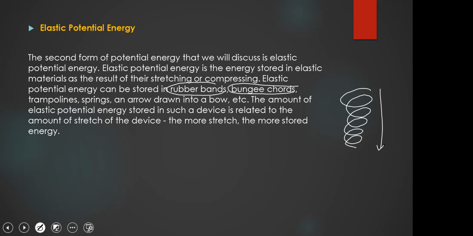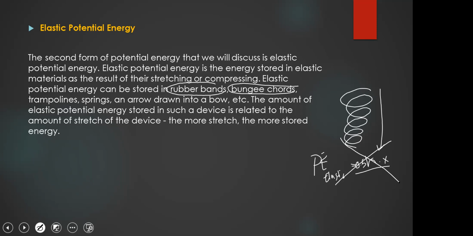Therefore, the elastic potential energy of this spring is 0.5 times K times X squared. This is how to find the elastic potential energy, but as I told you, it's not important for you.